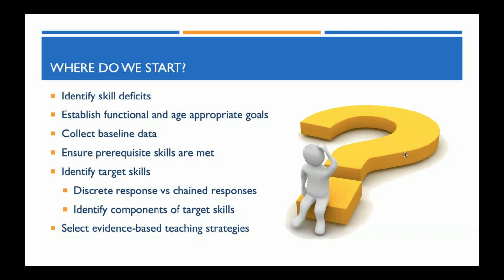So you want to ensure that prerequisite skills are met. And if they're not, make sure to incorporate those skills into your task when you're teaching it. Then identify your target skills. Does the skill involve a discrete response or a chain response? Discrete responses involve a single step with a clear beginning and ending. For example, turning on the light or saying hello. Those are all discrete responses.